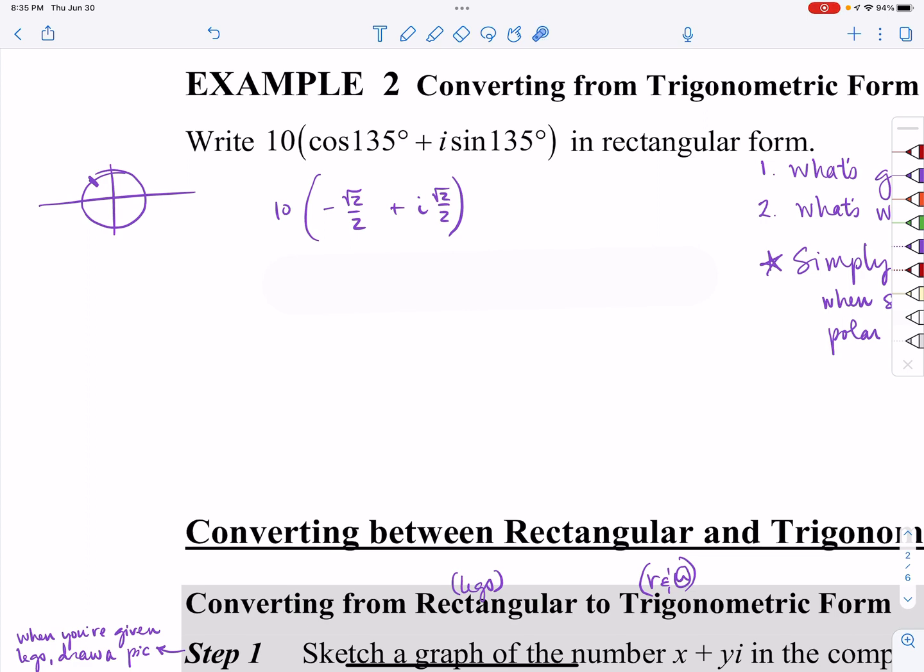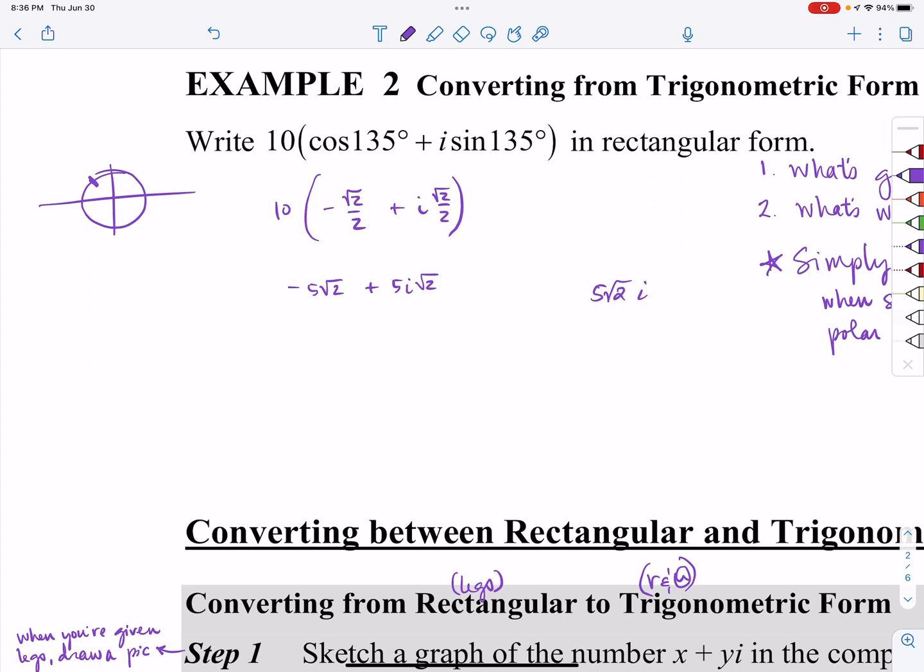So you'll notice what I've done here. The 10 stayed put. Cosine 135 is negative root 2 over 2. I left the i there. Sine 135 is positive root 2 over 2. Now I'm going to take my 10 and distribute. Again, I'm simply simplifying, and that's going to give me negative 5 root 2 plus 5i root 2. I always get the question, is it proper to write 5 root 2 i? Yes, that is proper.